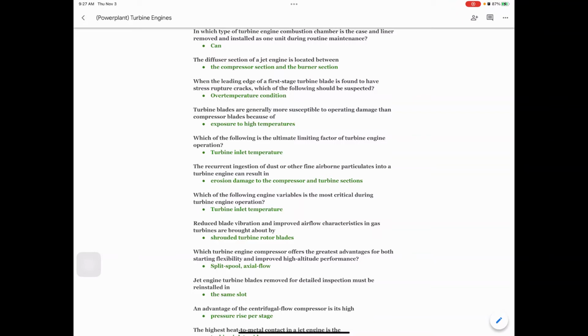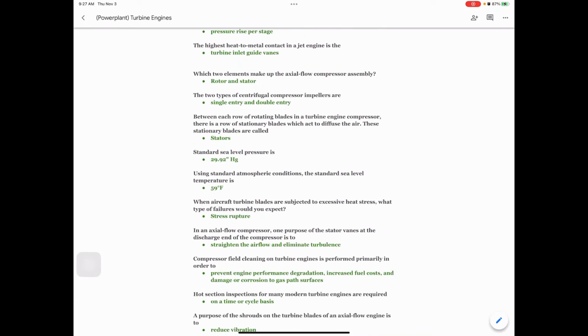Which turbine engine compressor offers the greatest advantages for both starting flexibility and improved high-altitude performance? Split spool, axial flow. Jet engine turbine blades removed for detailed inspection must be reinstalled in the same slot. An advantage of the centrifugal flow compressor is its high pressure rise per stage. The highest heat to metal contact in a jet engine is the turbine inlet guide vanes.